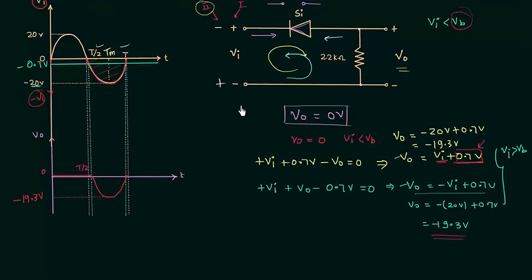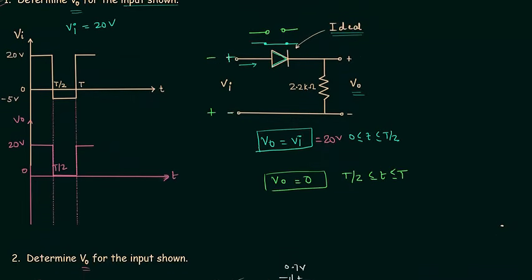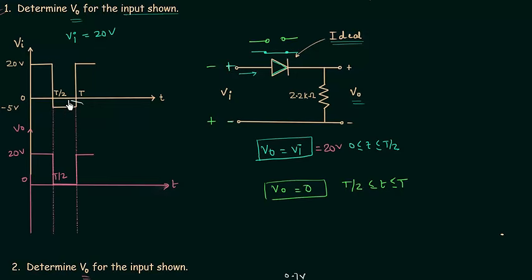There is one more thing that we have to find out, whether this clipper is positive clipper or negative clipper. You can see we have clipped the positive portion of the waveform. So this clipper is positive clipper. And in problem number one, we clipped the negative portion of the waveform. So this clipper here is negative clipper.